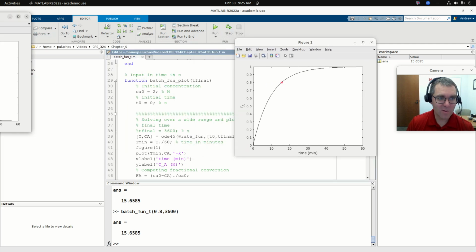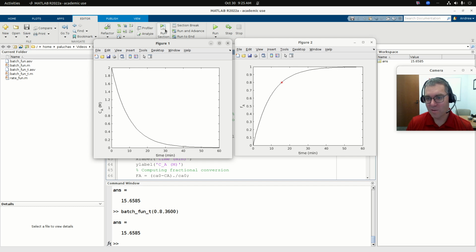So there's a lot you could do to really make this nice code and make it your own. Hope that helps. If you have any questions, by all means, let me know.